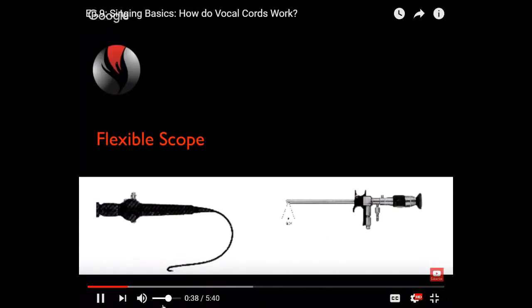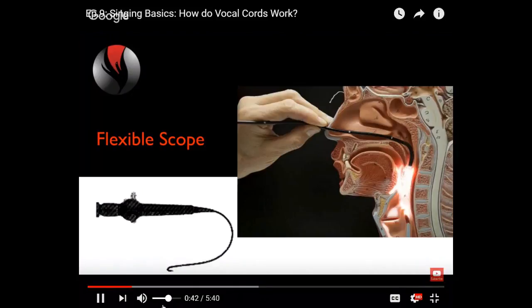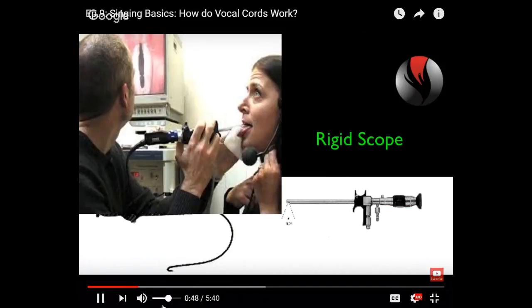Specialists look at your vocal cords with a flexible or a rigid scope. The flexible scope is a small cord with a camera at the end of it. It's inserted through the nose and extended down the throat to see the vocal cords. The rigid scope is like a large pen with a camera at the end. It's used looking into the mouth and throat. Both images look like this.